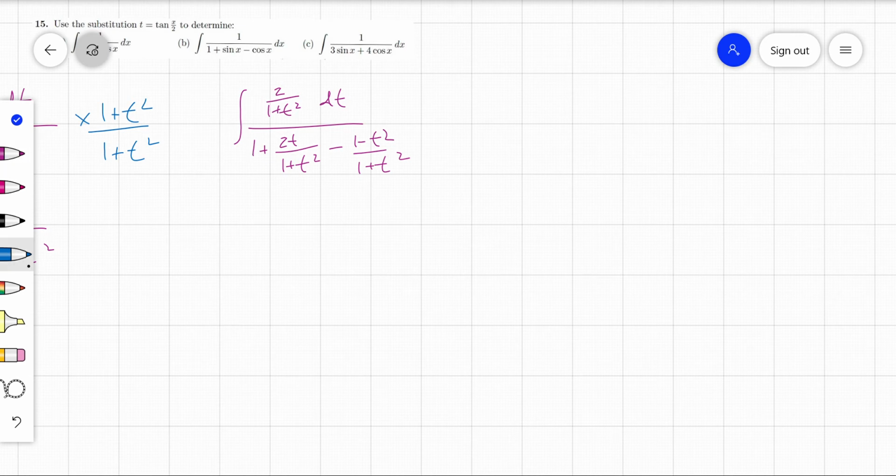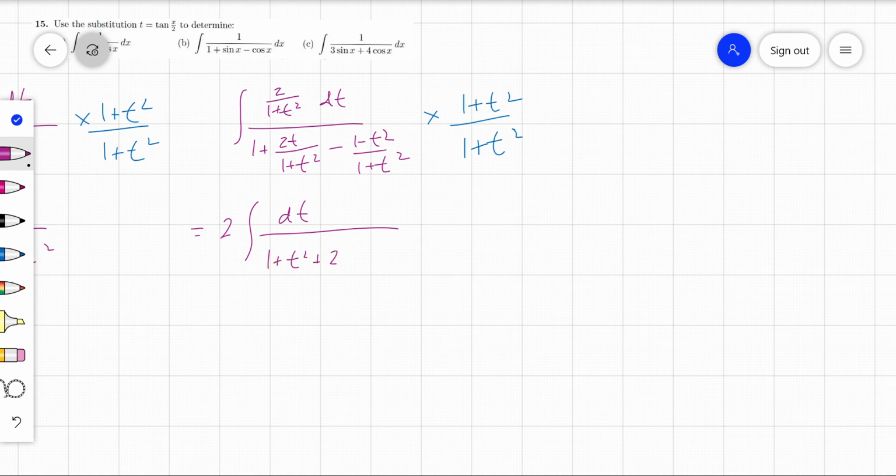Okay, so again, you can do it in your head as well, but what I'm doing is I'm timesing the top by 1 plus t squared, timesing the bottom by 1 plus t squared. So really I'm just timesing by 1, so I'm not changing anything. I'm going to put that 2 out the front. So you can see I'm just going to have the dt on top, on the bottom, timesing the 1 by 1 plus t squared, and then getting rid of the denominator of the next one. Just be careful, it's minus 1 minus t squared, so it becomes minus 1 plus t squared.